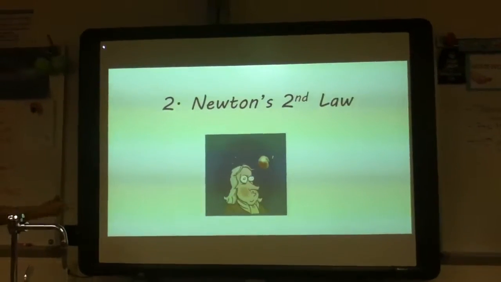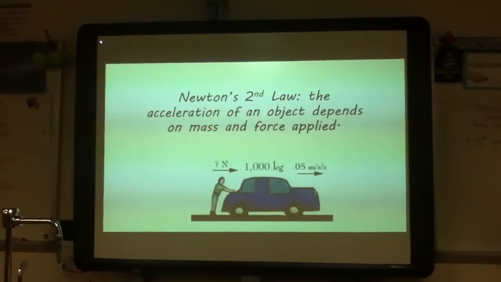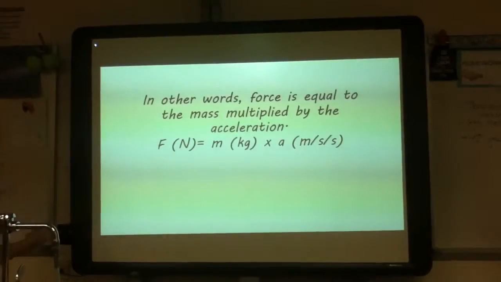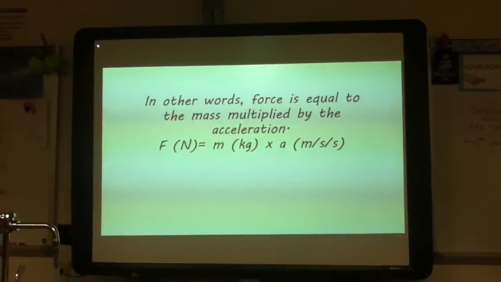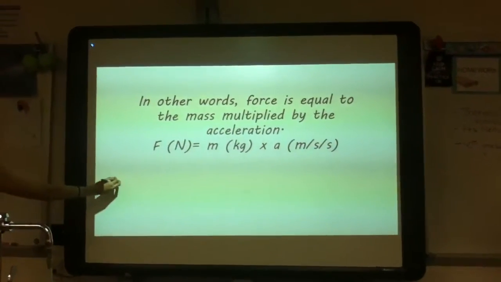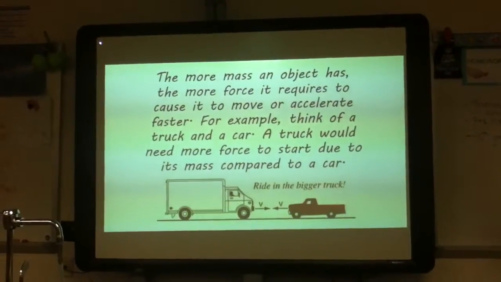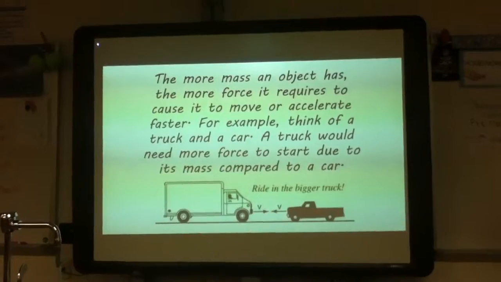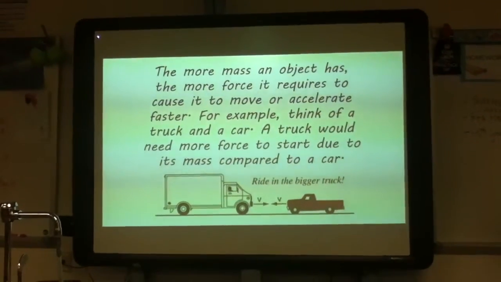Newton's second law. The acceleration of an object depends on mass and force applied. In other words, force is equal to mass multiplied by acceleration. The more mass an object has, the more force it requires to cause it to move or accelerate faster. For example, think of a truck and a car. A truck would need more force to start due to its mass compared to a car.